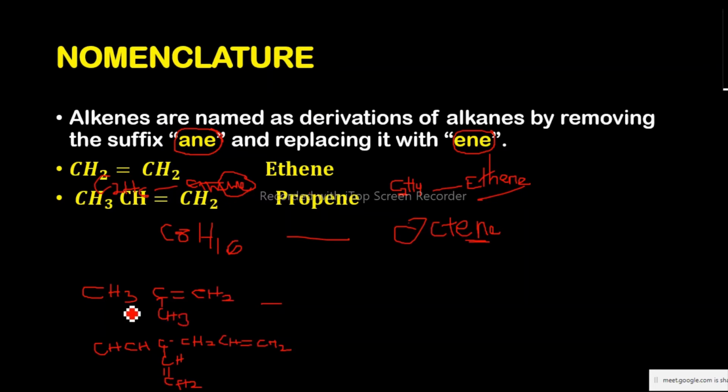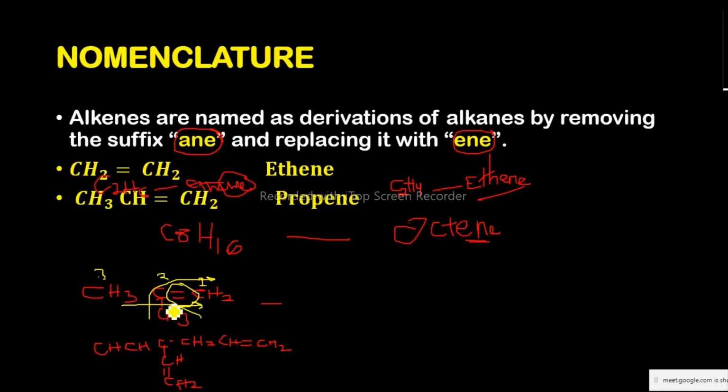So this one, you consider the longest chain. If you count this, it is 3 carbon atoms. If you count this, it is still 3. So whichever way, it is the same. Now, the carbon atom with a functional group is labeled carbon 1. So this is going to be 1, this is going to be 2, and this is going to be 3.